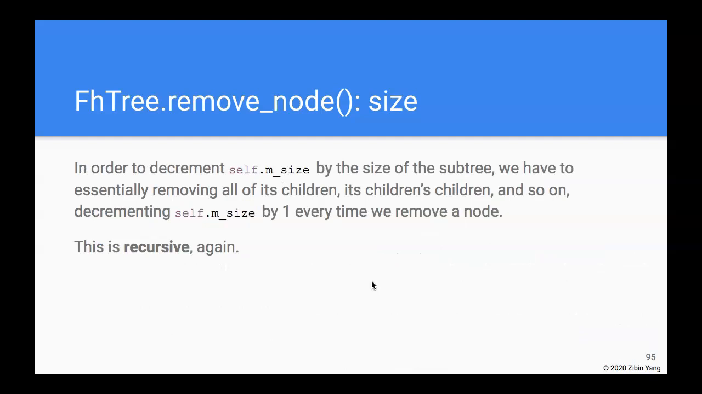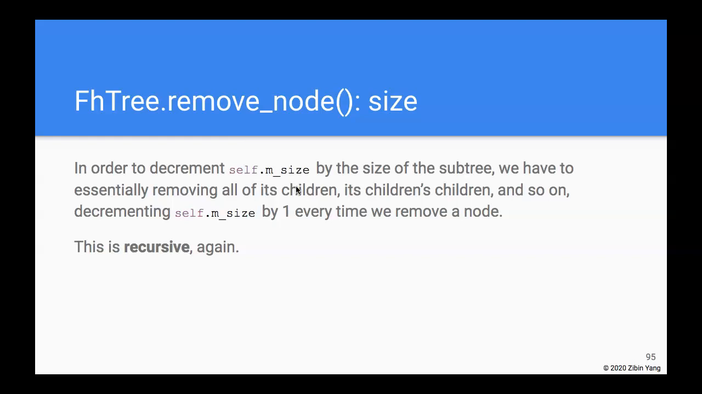So in order to decrement the tree size by the right number, we actually have to go through all of its children and children's children and so on, and remove every single one of those nodes. And as we remove one node, we decrement the size by 1. That sounds like a lot of work just to calculate the size correctly, but that's probably also the simplest way to do that.